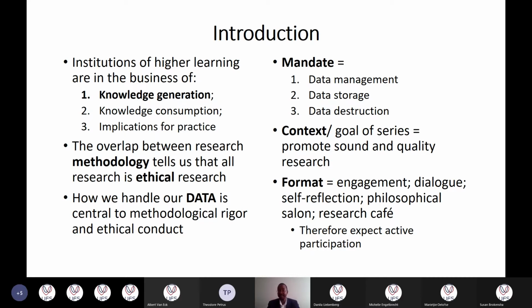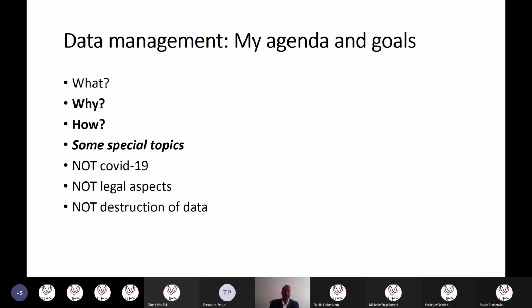Now, what is our mandate? It is to talk about data management, data storage, as well as data destruction. In the context of this, I think this might have been phrased from the dean's office, the goal of this series ought to be to promote sound and quality research. We hope to achieve some sort of humble contribution towards that this afternoon. The format has been set to be one of engagement, dialogue, self-reflection, and so on. Therefore, it is expected that we would like to have active participation.